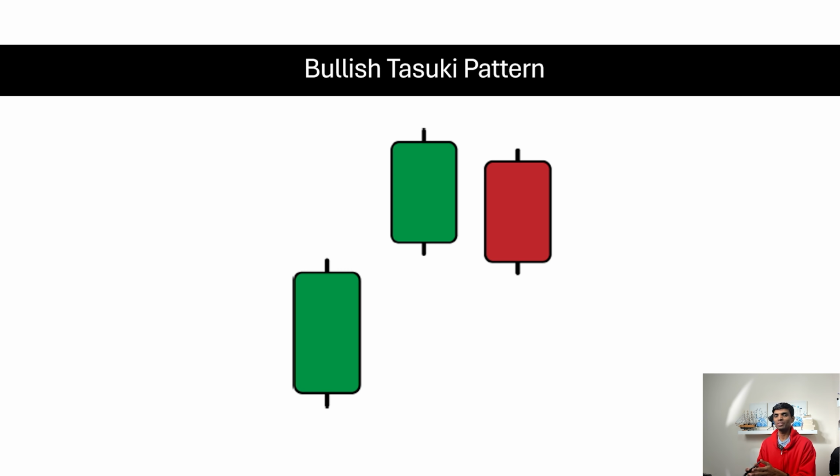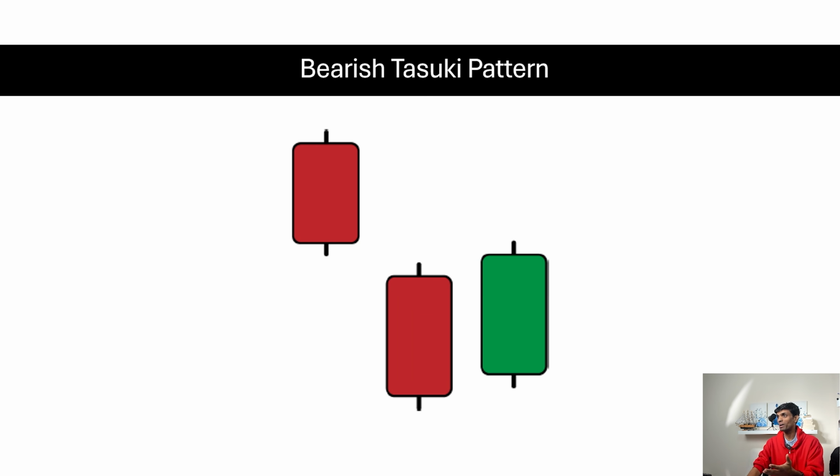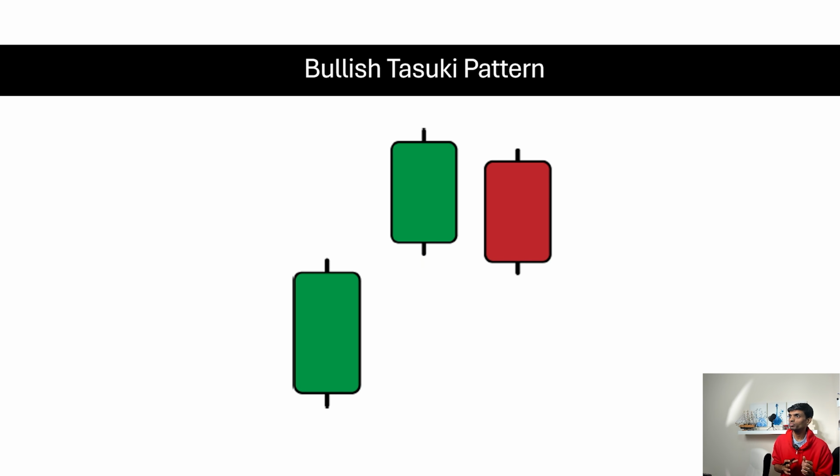Now that we have understood what the gaps are and how the gaps are formed in the market, it's time to go back to what the Tasuki pattern is. We have two types of pattern in Tasuki: the bullish pattern and the bearish pattern. First let's go to the bullish pattern. In the bullish Tasuki pattern, the first candle, as the name itself tells, is a bullish candle, or a green candle.